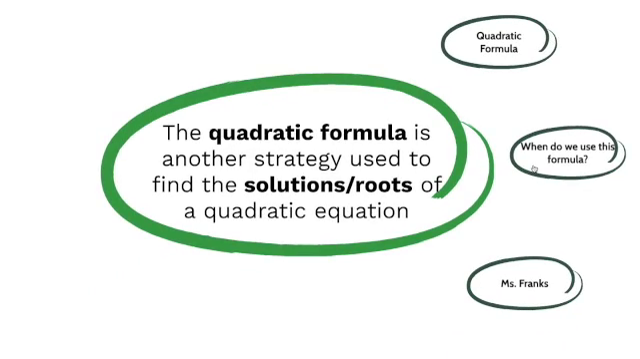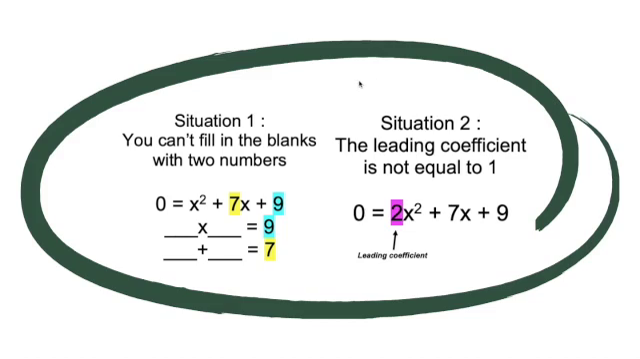When do we use this formula? There are two situations when we use the quadratic formula. Situation 1, you can't fill in the blanks with two numbers. Let's take a look at this quadratic equation: 0 equals x squared plus 7x plus 9. In order to find the roots, I first have to fill in the blanks. Well, there aren't two numbers that multiply to 9 and add to 7. Because I can't fill in the blanks, I would have to use the quadratic formula.